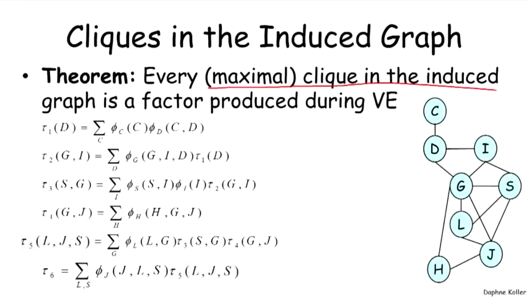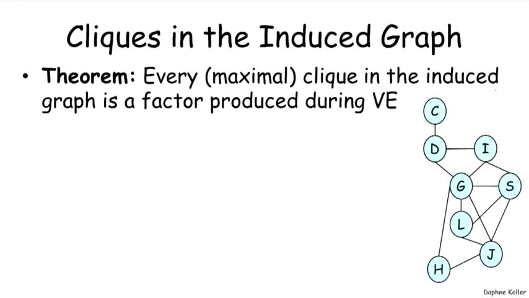So we've demonstrated this to ourselves by inspection, but let's actually do a proof of this. Let's consider a maximal clique in this induced graph. For example, G, S, L, and J. So that's a maximal clique. And now let's consider the run of variable elimination. One of those variables has to be the one to be eliminated first. So some variable in this clique is first to be eliminated.